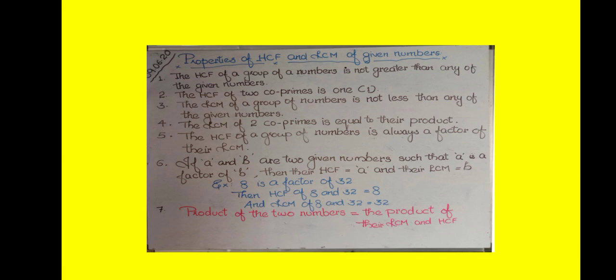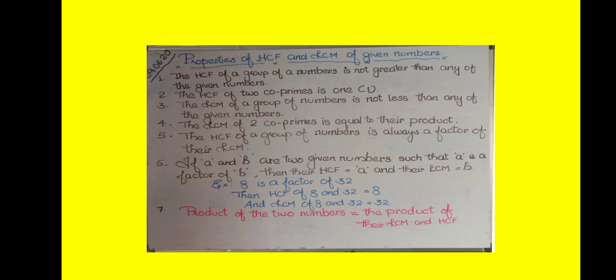Properties of HCF and LCM of the given numbers. There are some properties which you need to remember while finding out HCF and LCM. First one: the HCF of a group of numbers is not greater than any of the given numbers. If we are finding out the HCF of a set of numbers, that will not be greater than any of the given numbers. You have to keep this in mind.